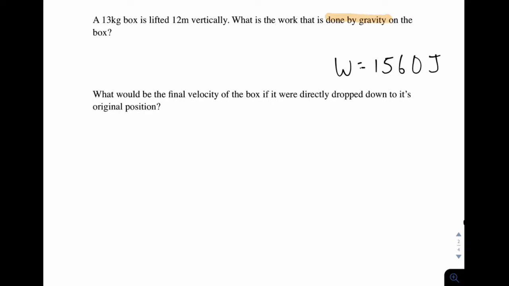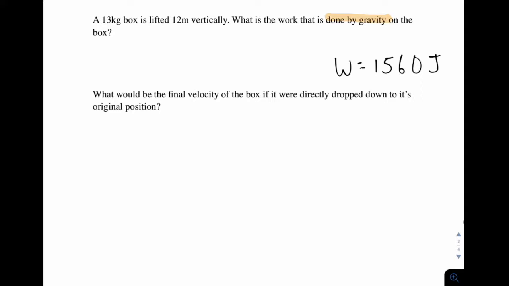So that is the work that is done by gravity on the box. And so as you're lifting the box up, you're lifting it against the force of gravity. So gravity works 1,560 joules against you to try to keep the box down. And so now let's take a look at the next question. What would be the final velocity of the box if it were directly dropped down to its original position?